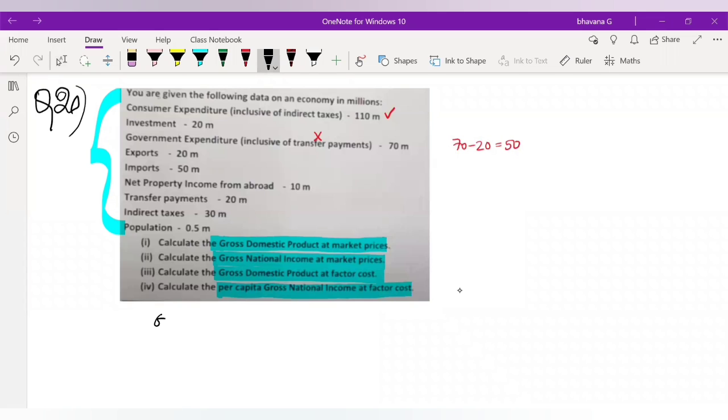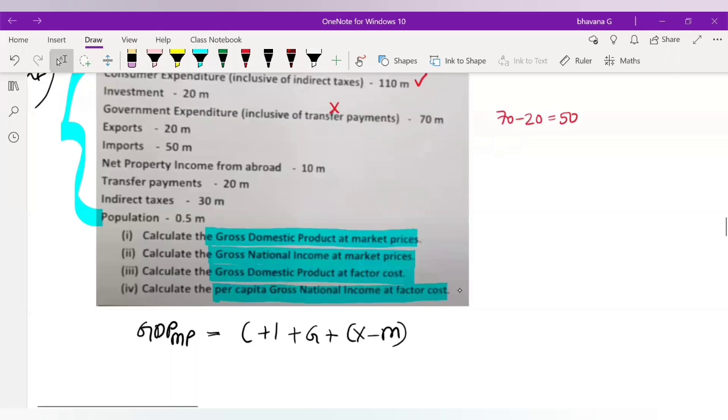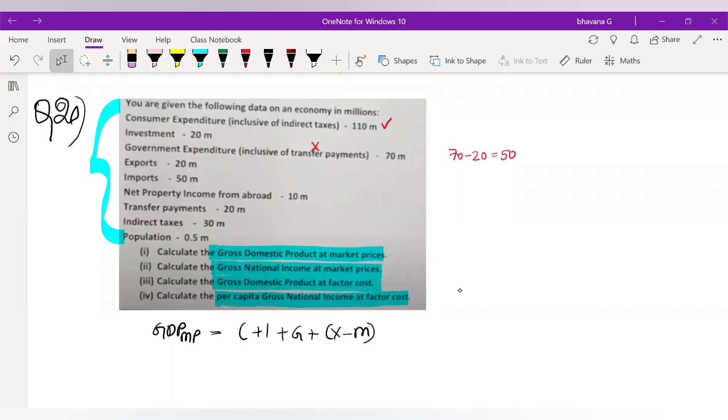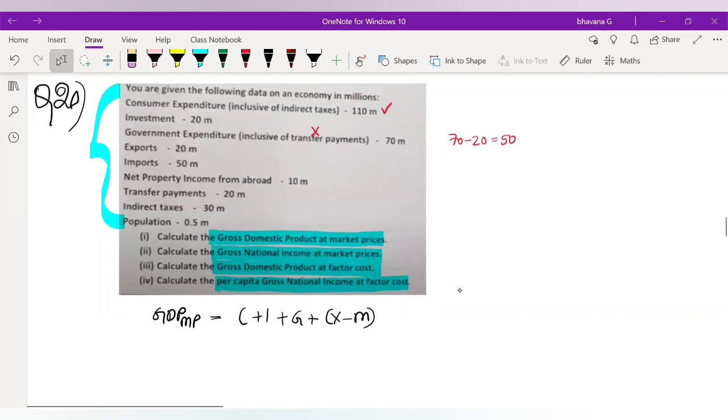So first we'll start with GDP MP. You have to start with GDP MP. In your suggested answers, they are directly solved using C plus I plus G plus X minus M. Like this, they are given and directly solved. But here we'll follow the right way itself. If you want, you can also solve using the same approach, and you are going to get the same answer.